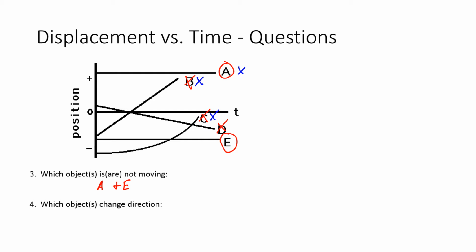And then D is constant velocity in the negative direction, so it never changes direction. And E, again, constant velocity overall, so it never changes direction, so the answer to this would be none of these.